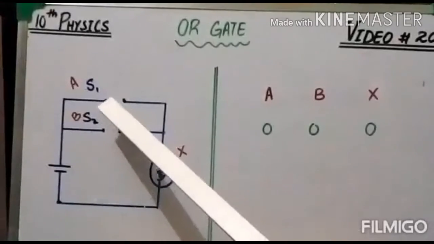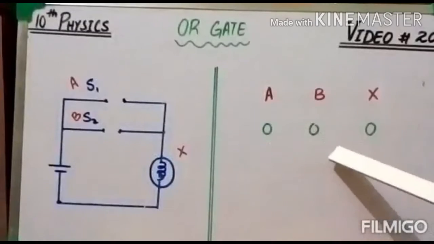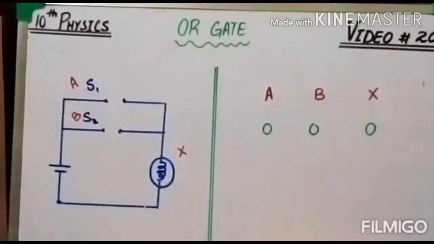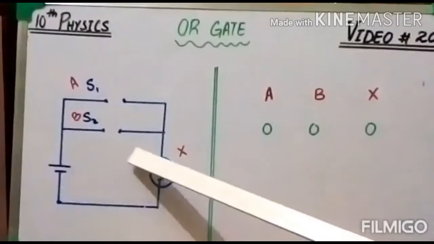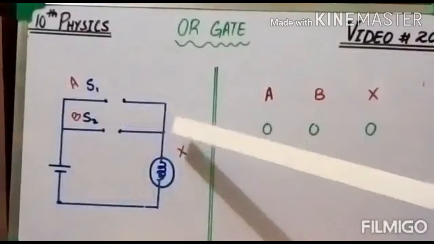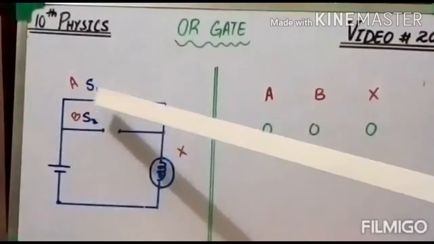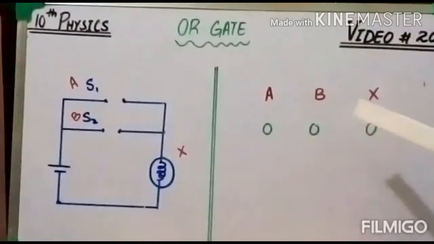Right now you can see that the switch A and B both are open. It means that A and B are 0. Will the lamp glow? No, the current cannot flow through this path because it is open. It is having this gap, and the current can also not flow through the switch S1 because it is also open. The current cannot flow. So what will be the glow? There will be no glow.